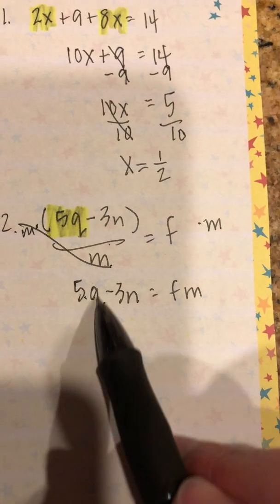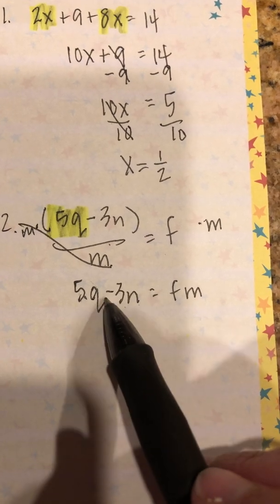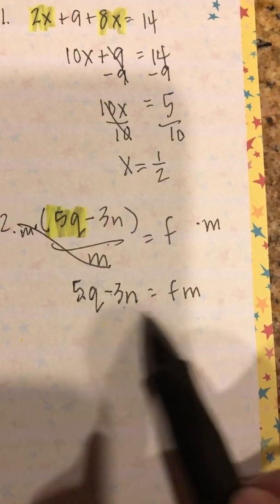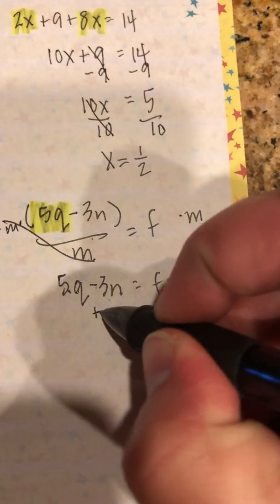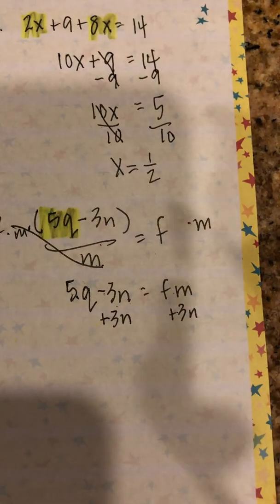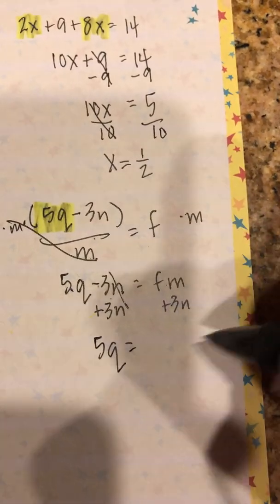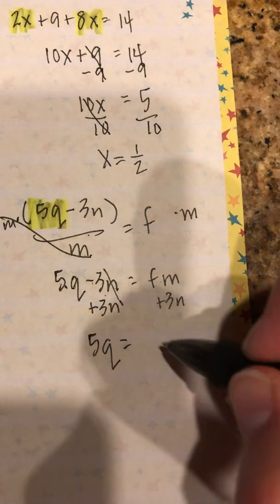The 5's hooked to it, so that stays. So we're going to move this whole piece. And since that's minus 3n, to move it over, we would have to add 3n, both sides. And then that cancels. So that leaves 5q. And then those aren't like terms, so we're just going to write them.